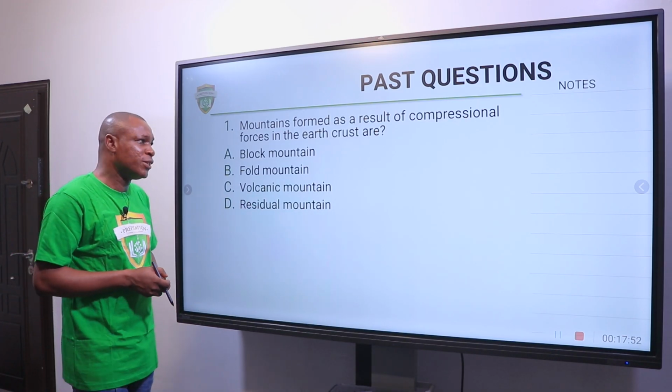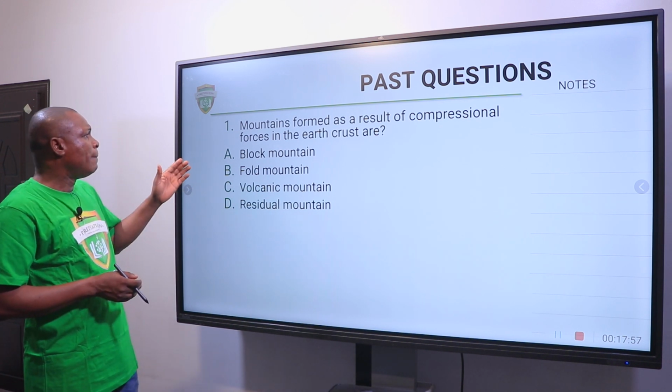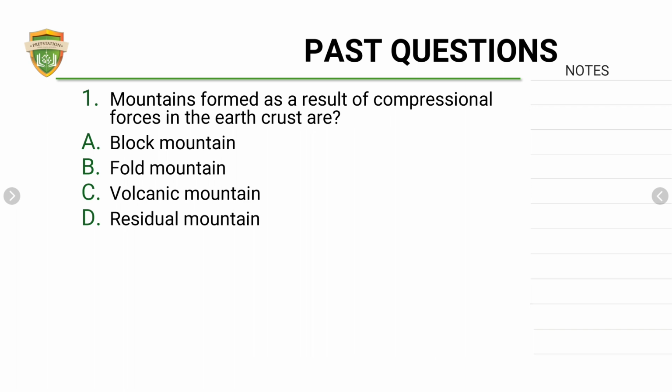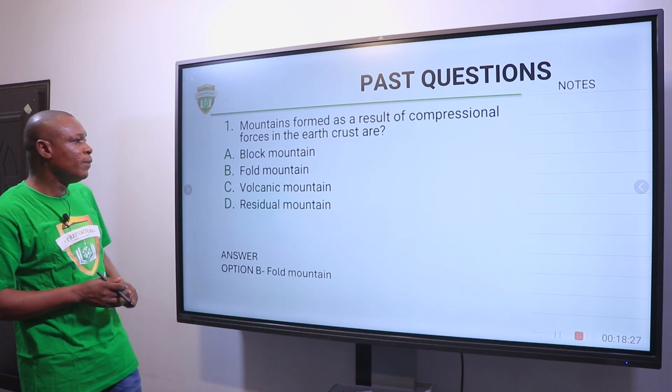Let's look at some of the past questions on mountains. Objectives. Number one, mountains form as a result of compressional forces. I have to stress the word there. Compressional forces in the earth crust are: A, block mountain; B, fold mountain; C, volcanic mountain; D, residual mountain. So the right answer there is B, because we are talking about compressional forces. Fold mountain.